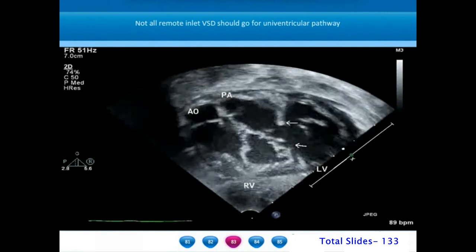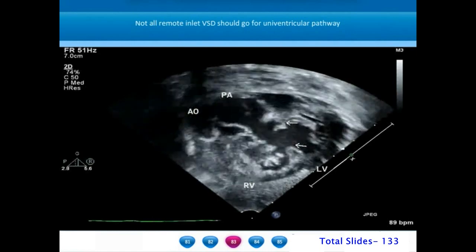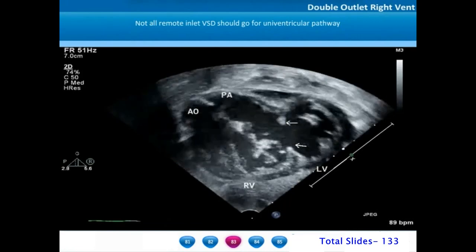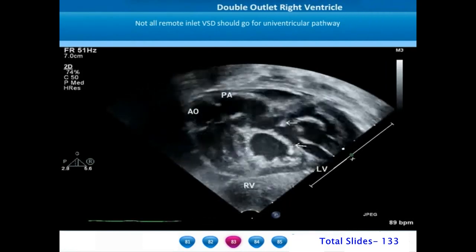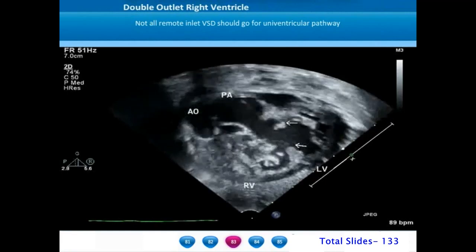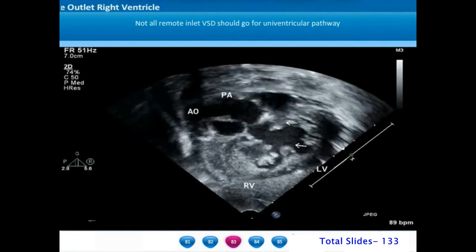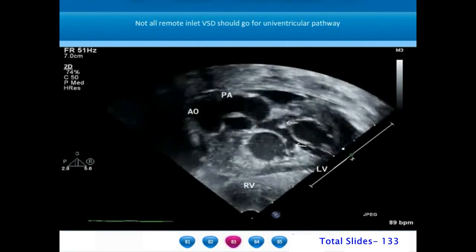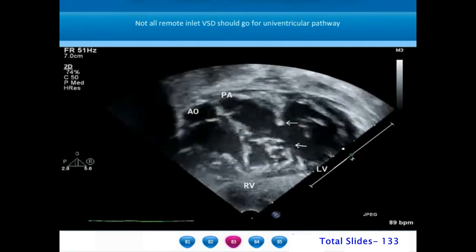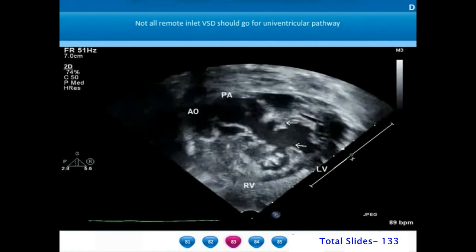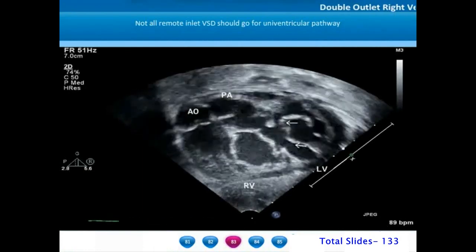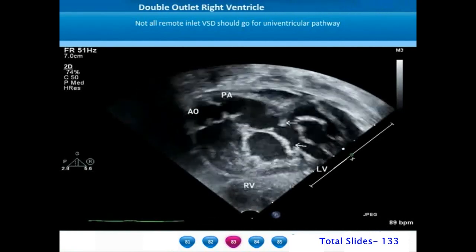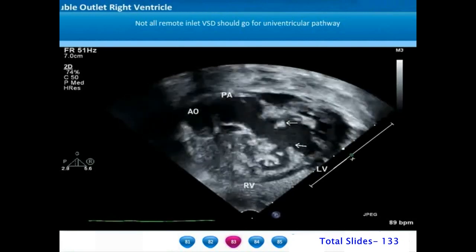In this subxiphoid short axis view, we can notice both the great arteries, aorta and pulmonary artery, arising exclusively from the right ventricle. There is a large inlet ventricular septal defect between the mitral and the tricuspid valve apparatus, as shown by two arrows. We can notice that even though the ventricular septal defect is in inlet location and located between the two AV valves, the posterior pulmonary artery is also reasonably in close relation to the ventricular septal defect.